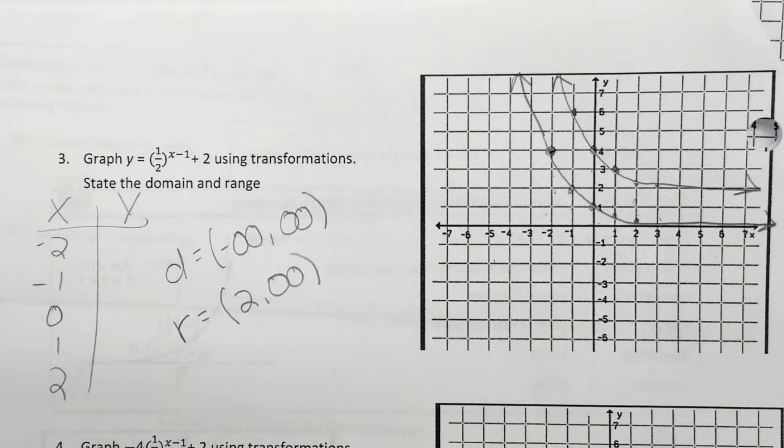Did anybody do a table instead of transformations? Okay, does yours look like this? Okay, keep working. I'll give you time to finish graphing. I would use transformations though. It's easier.